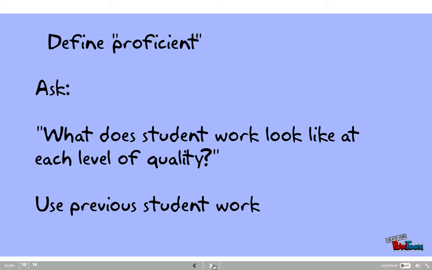So ask yourself, what does student work look like at each level of quality? Beginning, developing, secure, or initiating, implementing, refining, which would be kind of the proficient level, and sustaining. The key to this, and it's hard when you're in your first year of teaching, is to use previous student work. So you might create a rubric where you don't have the benefit of student work, but then the following year, look at what you got from students and say, you know what, this is a great example of what I was hoping students would create, and then use that student work to help characterize and describe what proficient work looks like.